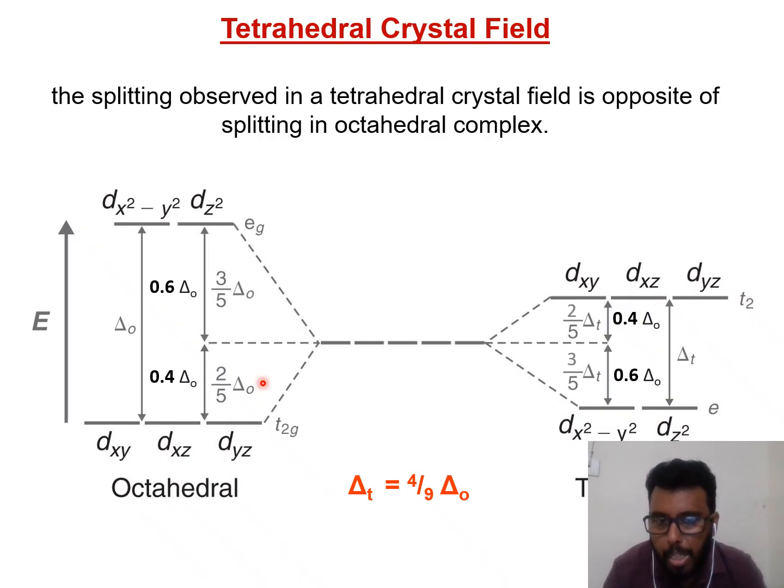2 by 5 will be at the bottom for octahedral, and 2 by 5 delta T will be present at the top for tetrahedral. So practice this diagram as many times as you can, and you can make it perfect. And also this relationship. Don't forget to mark the energy on the left with the arrow pointing upward. Mostly they will ask this in 5-mark questions or maybe 8 marks also.